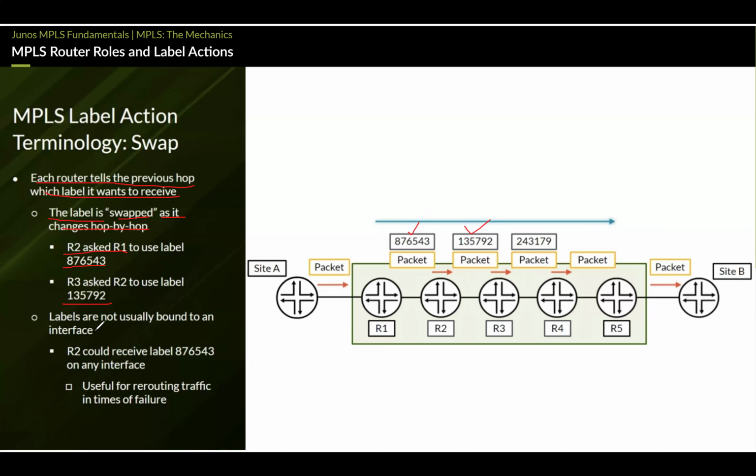Labels are not usually bound to an interface. Labels are automatically generated. R2 could receive label this one on any interface, which is useful for rerouting traffic in times of failure. So this is the basic function of label processing from ingress router to egress router in the MPLS domain, and how it basically travels.